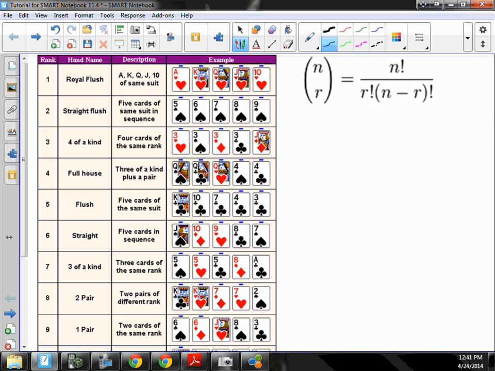So the first question on your worksheet says, how many cards are in the deck? 52. How are those cards made up? Four suits, ace through king, so there are 13 numbers and 4 suits.